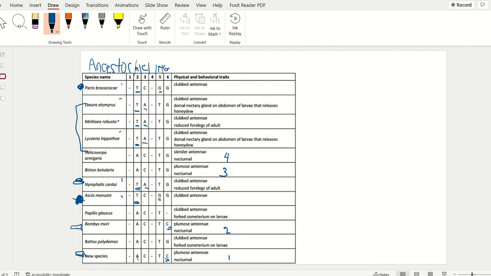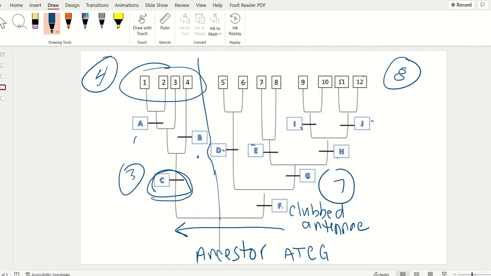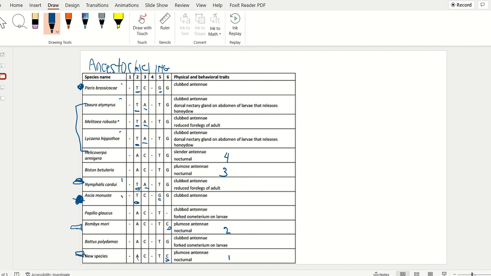So let's see if that makes any sense. Do any of these nocturnal species have plumose antennae? Yes, they do. But one of them also has a slender antennae. So we know that all of these species are going to be going on the left side, right? So we have another group of four that is the nocturnal. So we're going to put that here. And since the plumose antennae is not a group of four, it's a group of three, right? Two, three, and that's it.